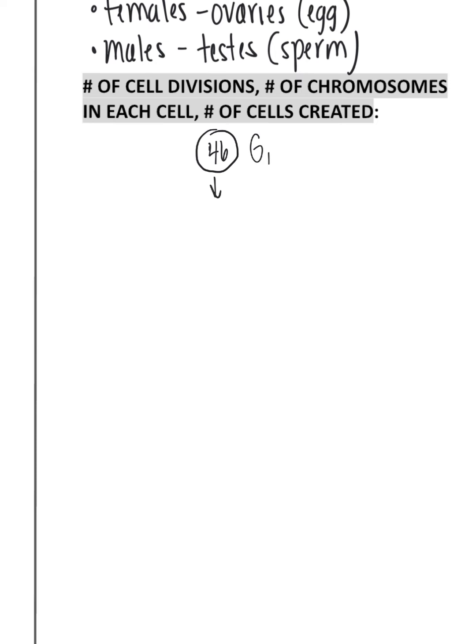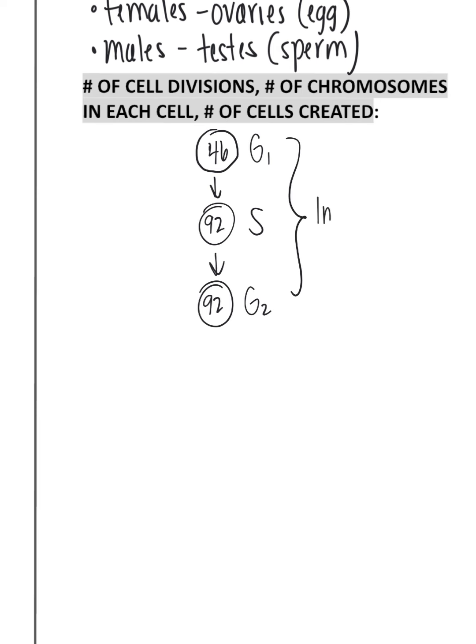So we go through G1, S, and G2. So G1, the cell is going to grow, get bigger, make more organelles. S, it's going to replicate the DNA. And then G2, it's going to continue to grow, get bigger, make sure it has enough organelles, and get itself ready. So again, that's interphase. Now, for the first round of meiosis, we're going to call that meiosis 1.